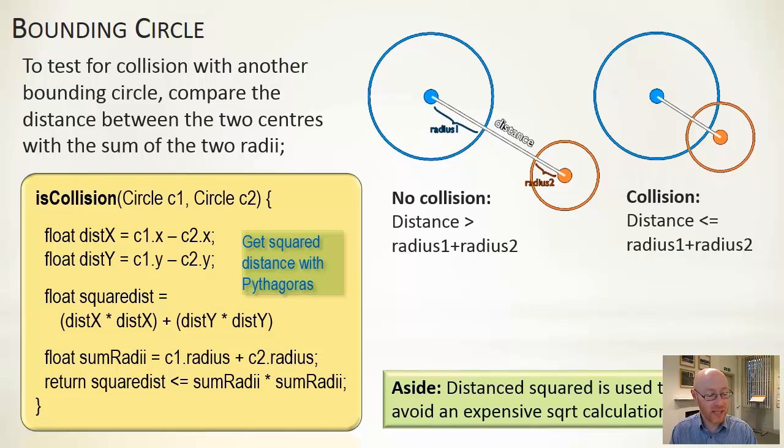Underneath that, you can see we're working out the sum of the 2 radii, so c1.radius plus c2.radius. And in order to enable us to compare that with the square of the distance, we also then square the sum of the radii. And that enables us to do exactly the same comparison. So we're returning there if the squared distance is less than or equal to the squared sum of the radii. It's reasonably straightforward, very, very quick to calculate.